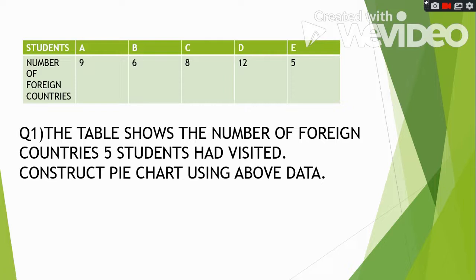Again, there are two questions I have given for your practice. Question number 1 is: the table shows the number of foreign countries 5 students had visited. Construct a pie chart using the above data. A, B, C, D, E. There are 5 students and the number of foreign countries are 9, 6, 8, 12 and 5. So you have to show it in the pie chart. Again, I am telling you this is the numerical value and pie chart is related with degrees.